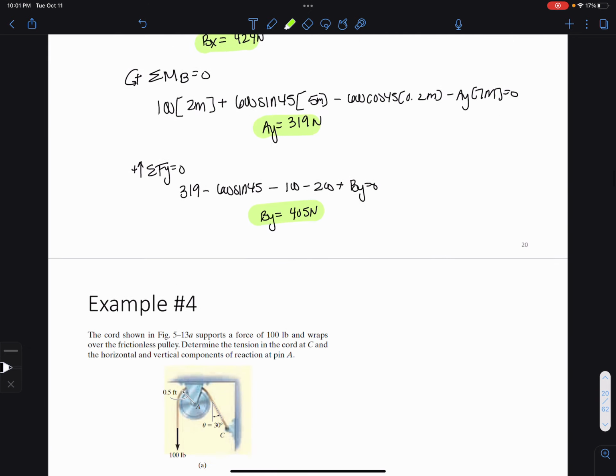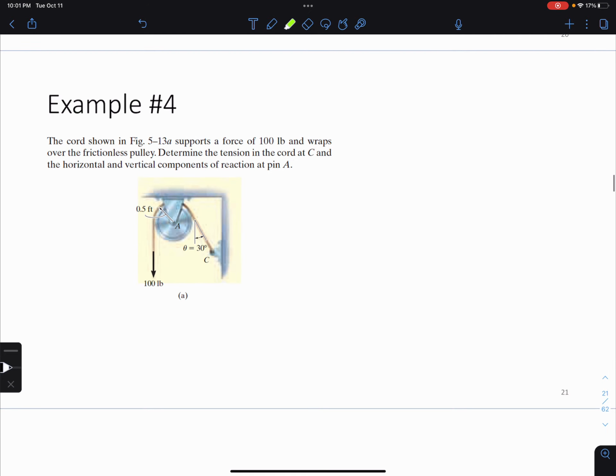Okay, let's go ahead and try example 4 now. We have a cord and it supports a force of 100 pounds and wraps over a frictionless pulley. Determine the tension in the cord at C and the horizontal and vertical components of the reaction at pin A. So I'm going to redraw this here.